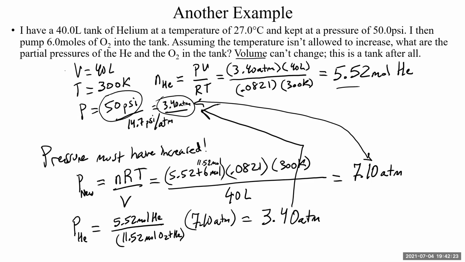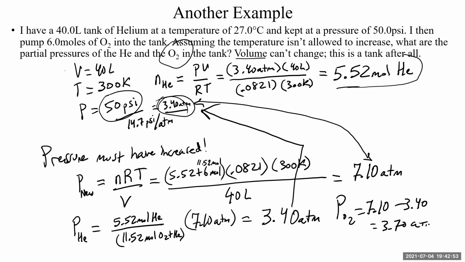Even if a gas is in a mixture of gases, its partial pressure is exactly the same as if it were alone. Here we literally can see helium, when it was all alone, had a pressure of 3.4 atmospheres. Now that it's part of a mixture with oxygen, it's still exactly the same, 3.4 atmospheres. So the remainder, the partial pressure of the oxygen, must be 7.1 minus 3.4, which is going to be 3.7 atmospheres. But let's double check our number anyway.